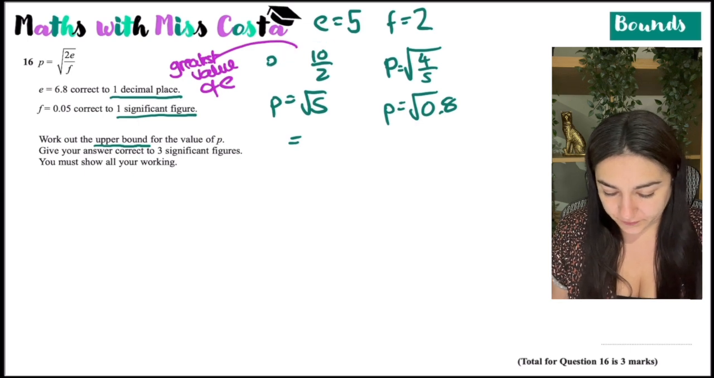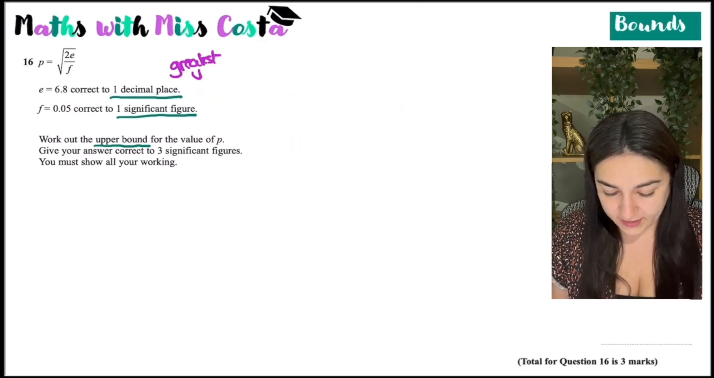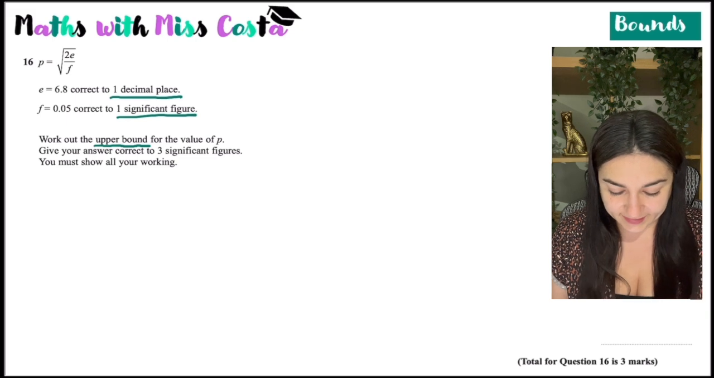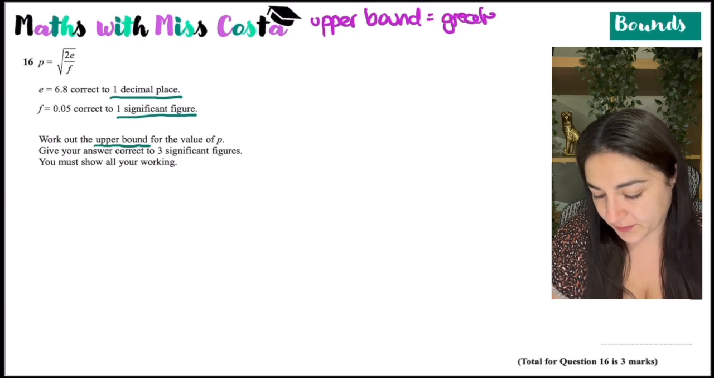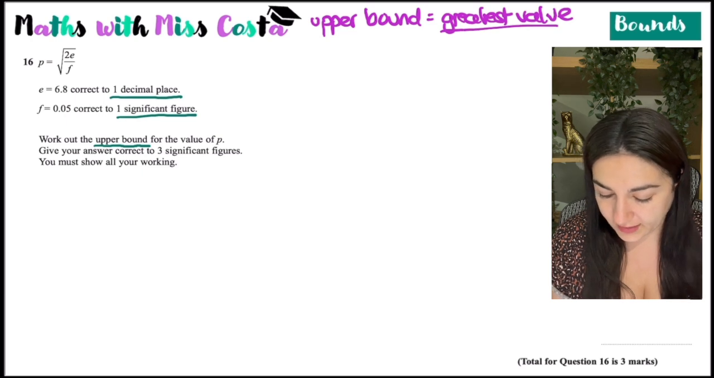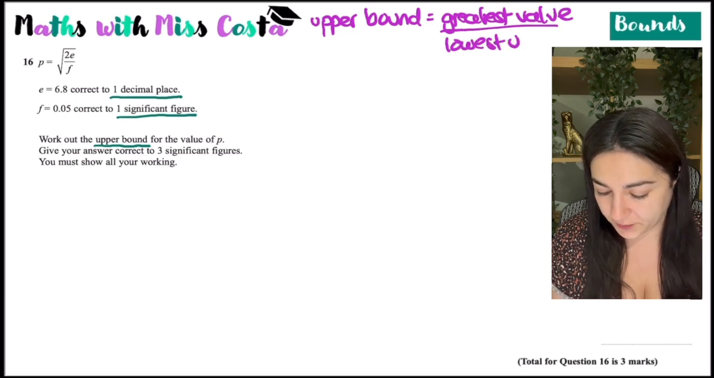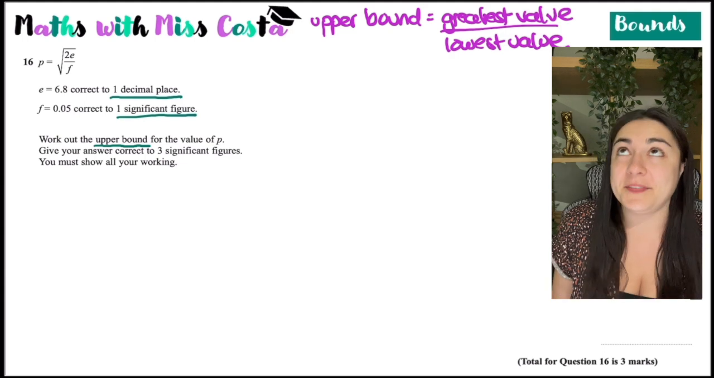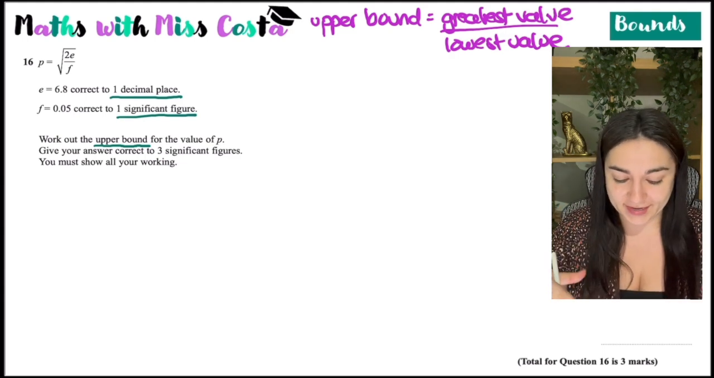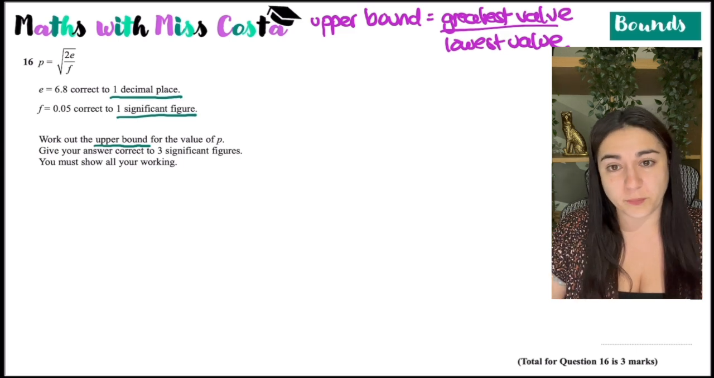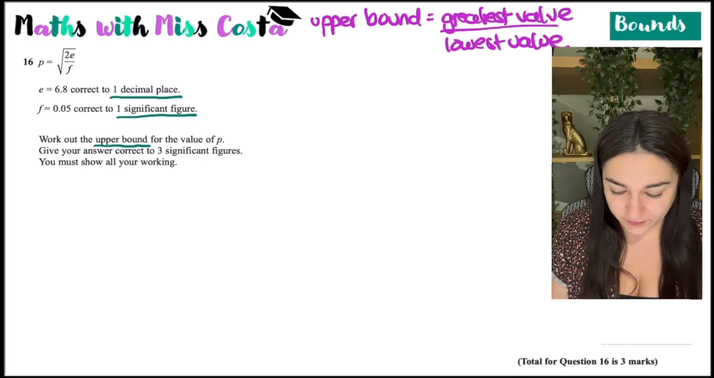So let's just work that out. To work out the upper bound with the division, you want the greatest value as your top numerator over the lowest value. And if this still confuses you, it's not going to be very time efficient, but what you can do is work out all 4 possibilities and then give your final answer as the upper bound.